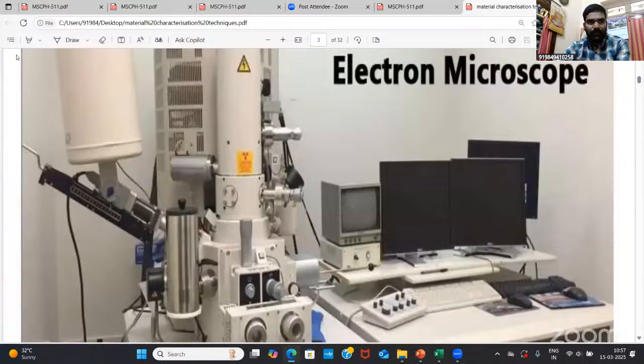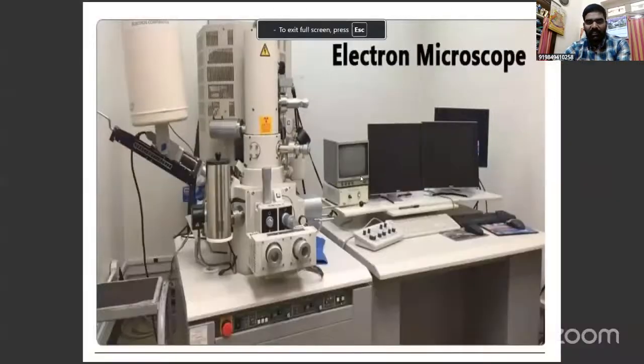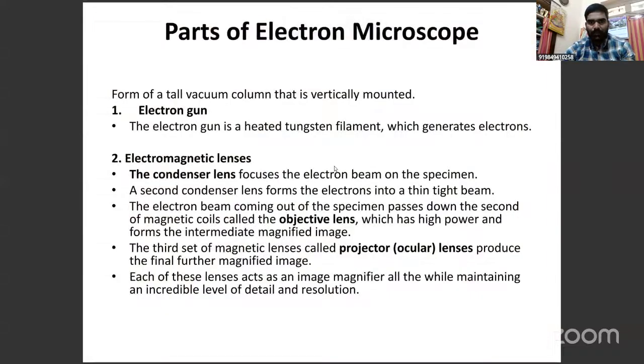You can observe here. This is the electron microscope. You can observe here.